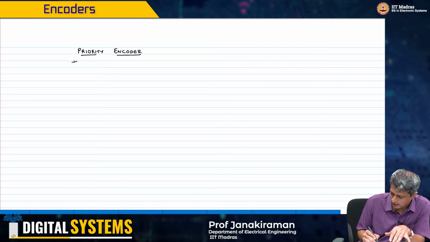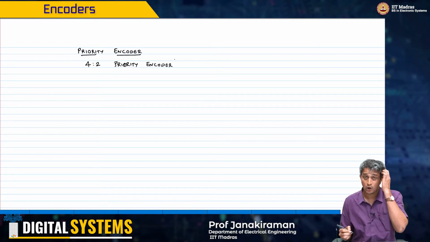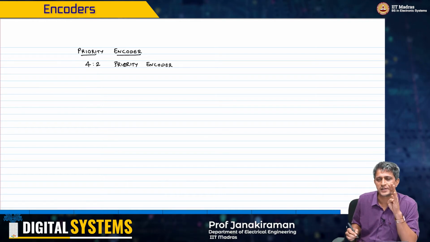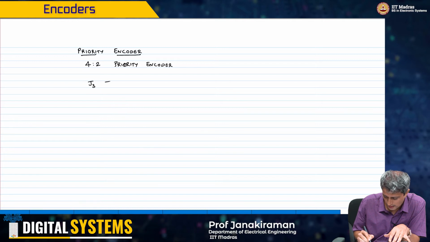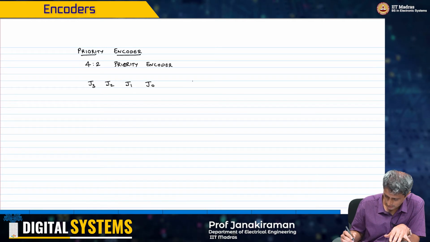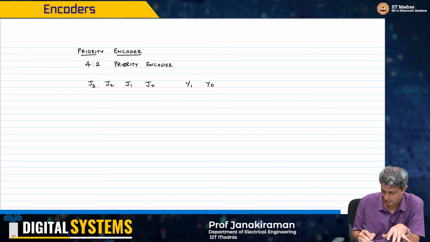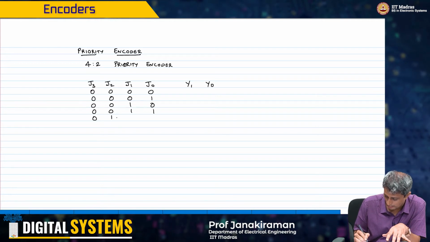Okay, so let's look at the difference between a simple encoder and a 4:2 priority encoder. Now we are not going to impose any condition on the input. The inputs can take any arbitrary value, but the output should basically prioritize one over the other. Okay, so let us look at this. So I will say J3, J2, J1, J0 are my 4 inputs. My outputs will be Y1 and Y0. Because I am going to consider all possible combinations, I can just write out the truth table and actually solve for the K-map appropriately.